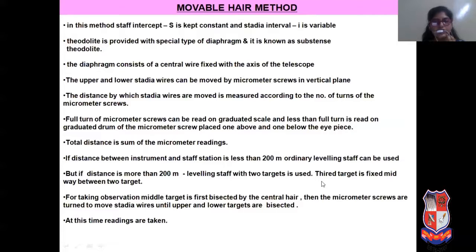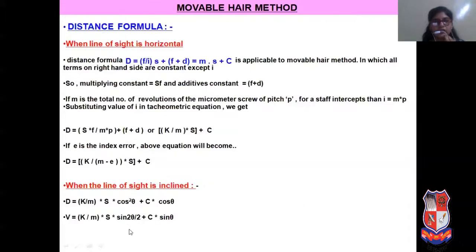The third target is fixed midway between the two targets. For taking an observation, the middle target is first bisected by the central rail, then the micrometer screws are turned to move the stadia wires until the upper and lower targets are bisected. At this time, readings are taken. So let's derive the distance formula when the line of sight is horizontal.